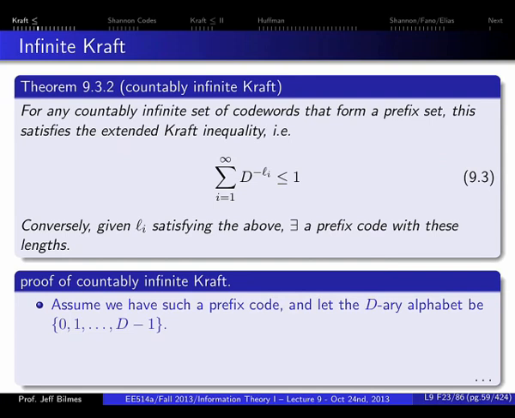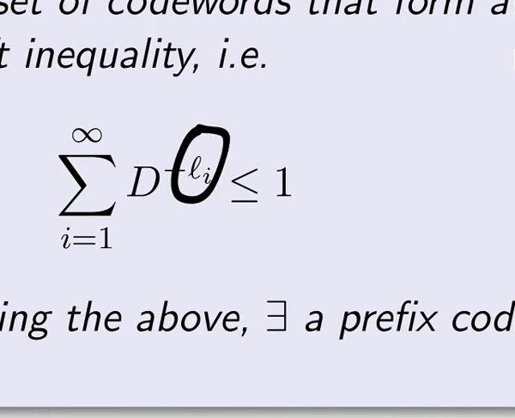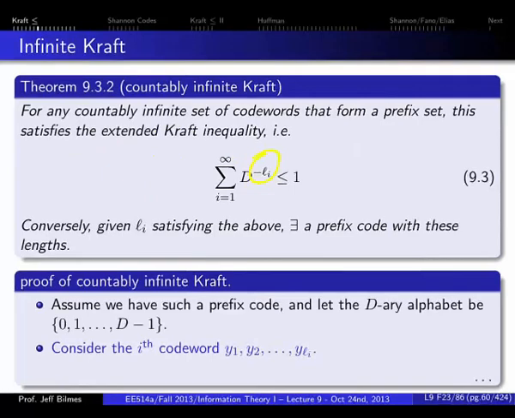So assume, let's say, that we have a prefix code. And maybe there's a countably infinite number of code words. And without loss of generality, let's let the D-ary alphabet be the integers from 0 to D minus 1. It doesn't matter what the alphabet is. We can just arbitrarily assign it to those integers. And let's consider the ith code word. So each code word in the code is going to be finite, right? The set of code words is countably infinite, but it's still the case that these lengths have to be finite, right? So there's a finite length code down here.